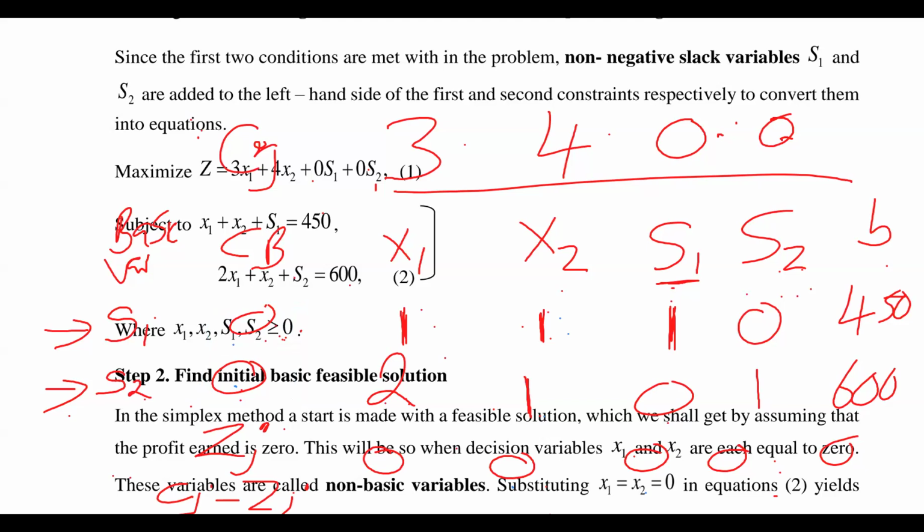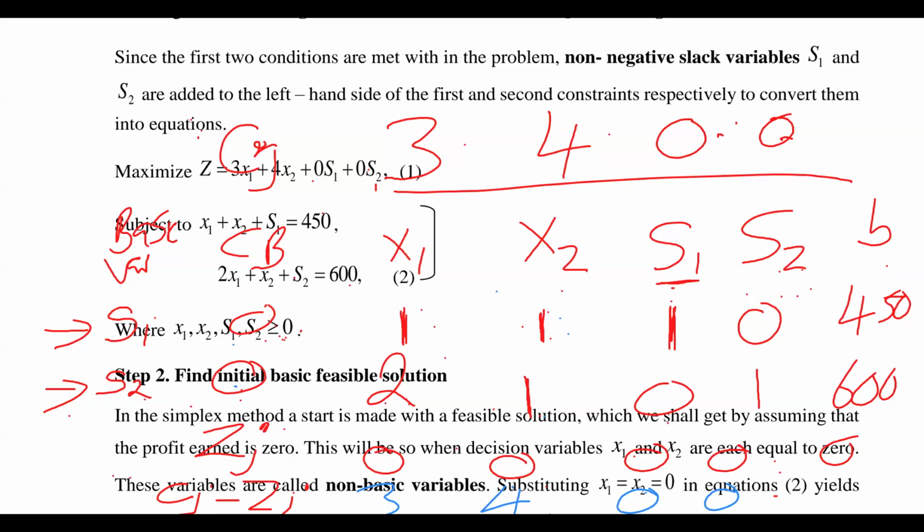Then we introduce another column called CJ minus ZJ. This one is CJ minus ZJ. So this will give us 3, right? It will be 3 minus 0, 3. 4 minus 0, 4. 0 minus 0, 0. And 0 minus 0, 0. So 3 minus 0, 3. 4 minus 0, 4.